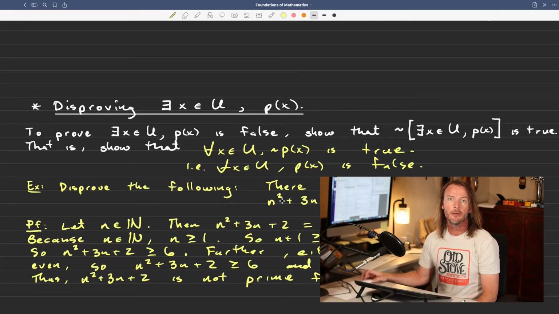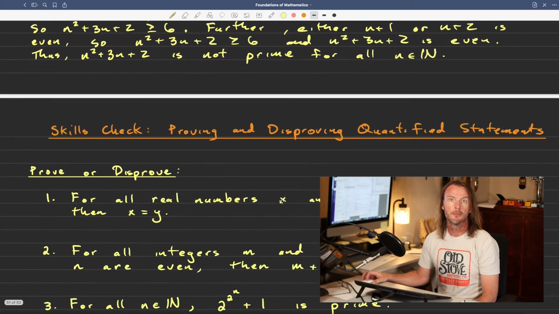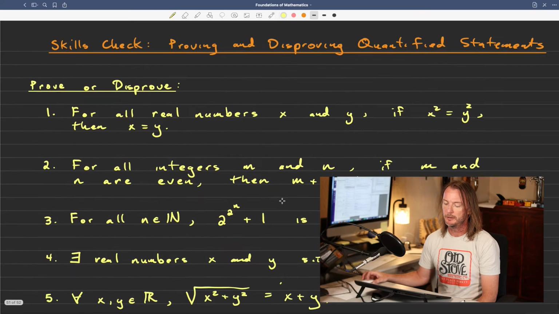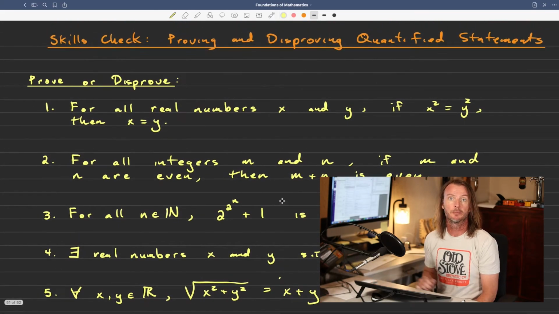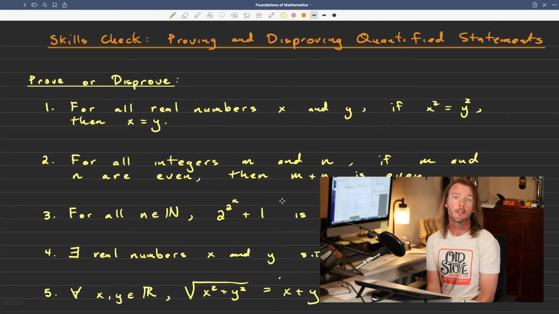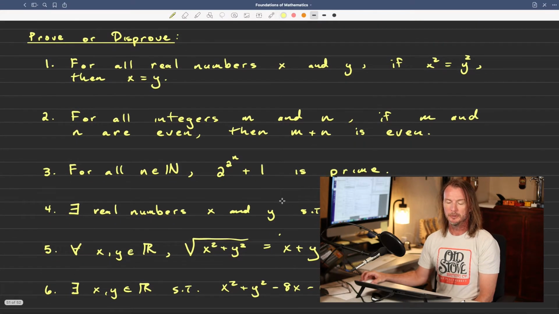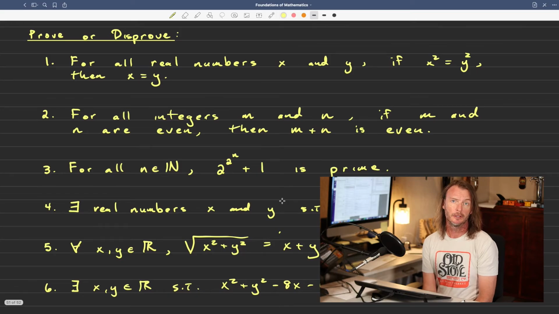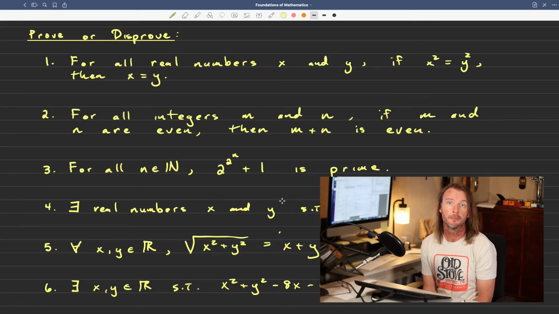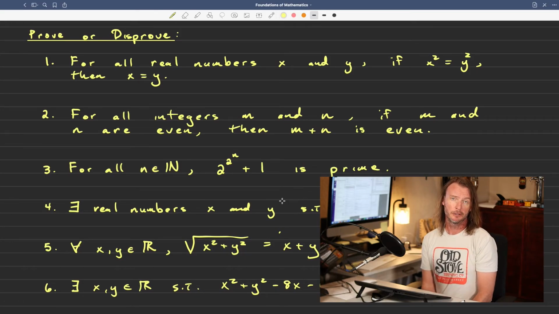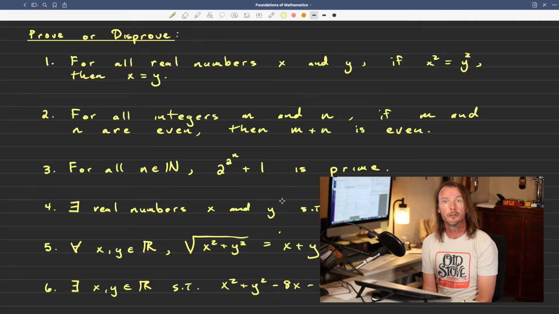Okay, so now I would like you to work on some problems. I have some skills check problems here on proving and disproving quantified statements that I would like you to work through. I've got 6 problems. Some of them you can solve and the answer is really short. Some of them take a little bit more work. So maybe figure on about 30 minutes to do these problems. So hit pause, try to work these up, and then when we come back together, I'll work through them with you.